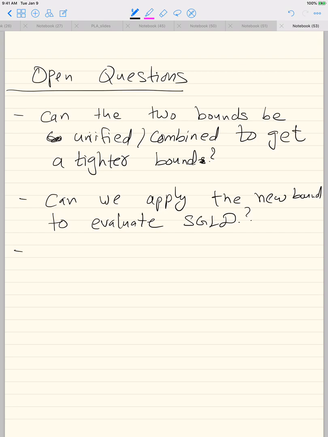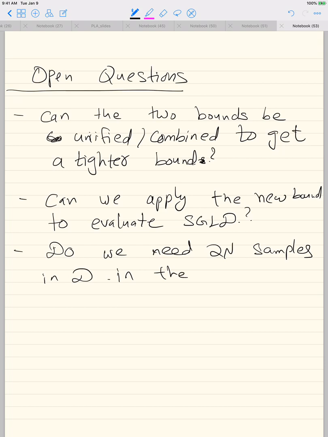What else? Do we need 2n samples in D in the construction of this new bound? Or can we have a more clever construction of F that can reduce the number of samples needed? Right now they had this indicator variable, so you either take Zi or Zi plus n. It's one or the other. That's why they had 2n samples. But is there a way to somehow reduce it? I don't know, but that's just something that you can think about if you want.